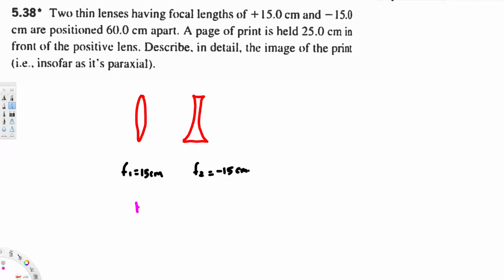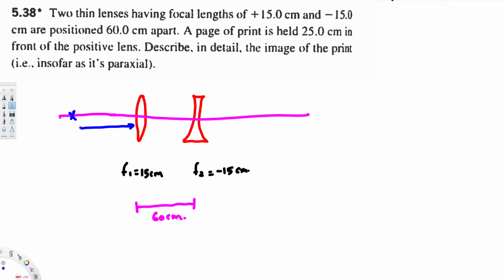So this distance from here to here is 60 centimeters, and then we have the page. A page of print is held 25 centimeters in front of the positive lens. So this is our positive lens, and we have a page placed 25 centimeters from the positive lens. The question is asking: describe in detail the image of the print.